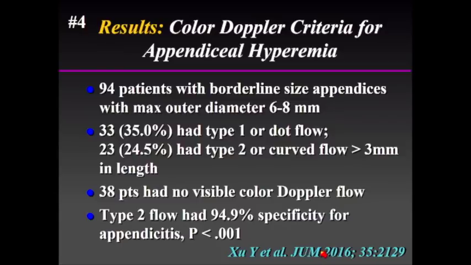So where we really struggle is on this borderline category, and this is where we want to see if flow can be more precise. And the data really show that this type 1 flow, or dot flow, is not associated with acute appendicitis. It's often seen with another thing we'll talk about, lymphoid hyperplasia, but I'm getting ahead of myself. So this curvilinear flow, greater than 3 millimeters, is highly predictive, highly associated with acute appendicitis.